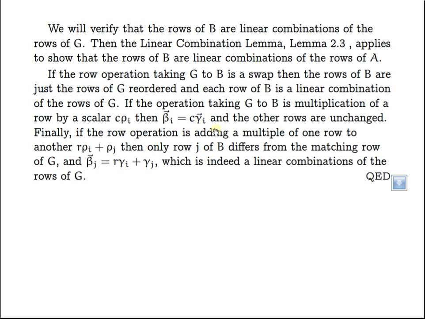So that means that all the rows of B are linear combinations of all of the rows of G. Or if the row operation is adding a multiple of one row to another, then in the same way, that new row of B is simply a linear combination of the rows of G, and the other rows are unchanged. So in any case, the rows of B are linear combinations of the rows of G. The rows of G are linear combinations of the rows of A. By the linear combination lemma, we have the rows of B are linear combinations of the rows of A.